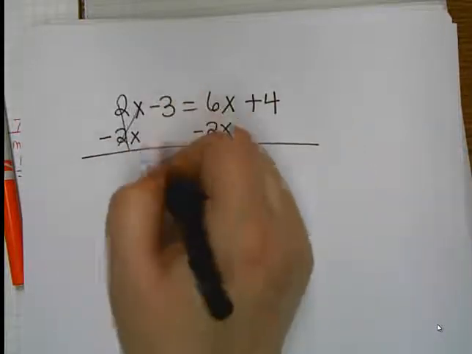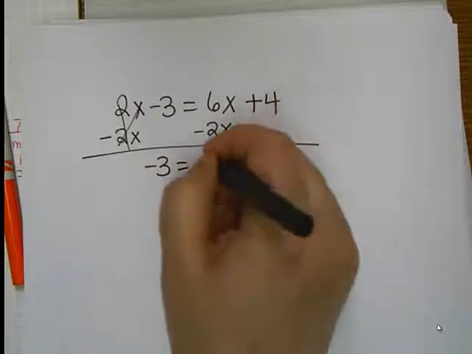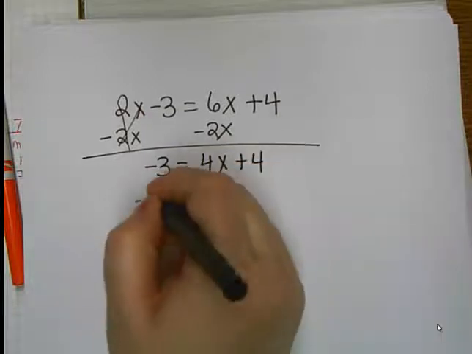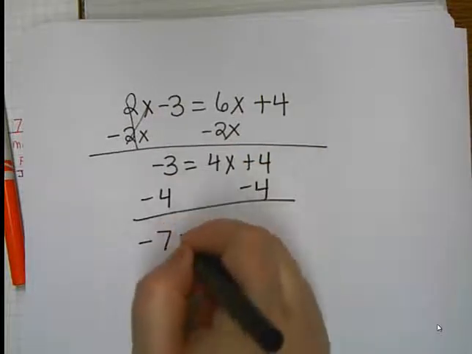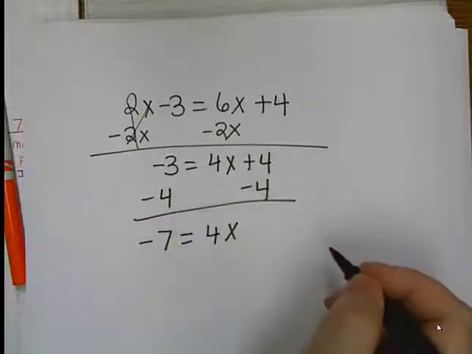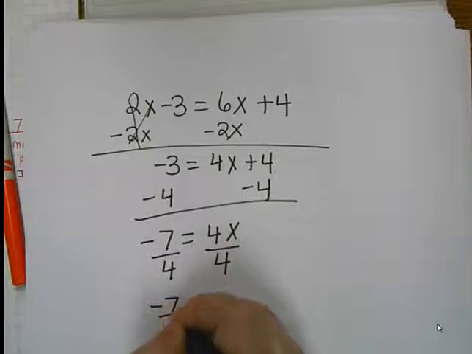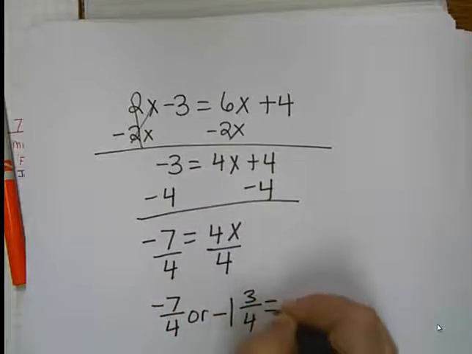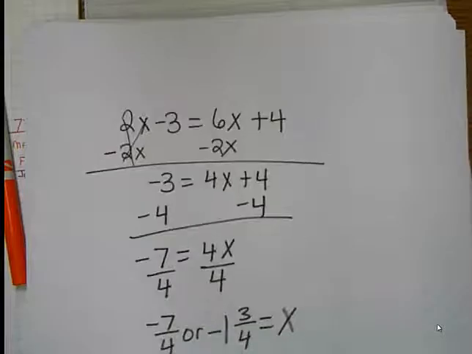This is canceling out. Negative 3 comes down. What's 6x minus 2x? 4x plus 4. So now I'm going to subtract 4 from both sides and get negative 7 is equal to 4x. Divide both sides by 4, and negative 7 over 4, or negative 1 3/4, equals x. Let's try another one of those.